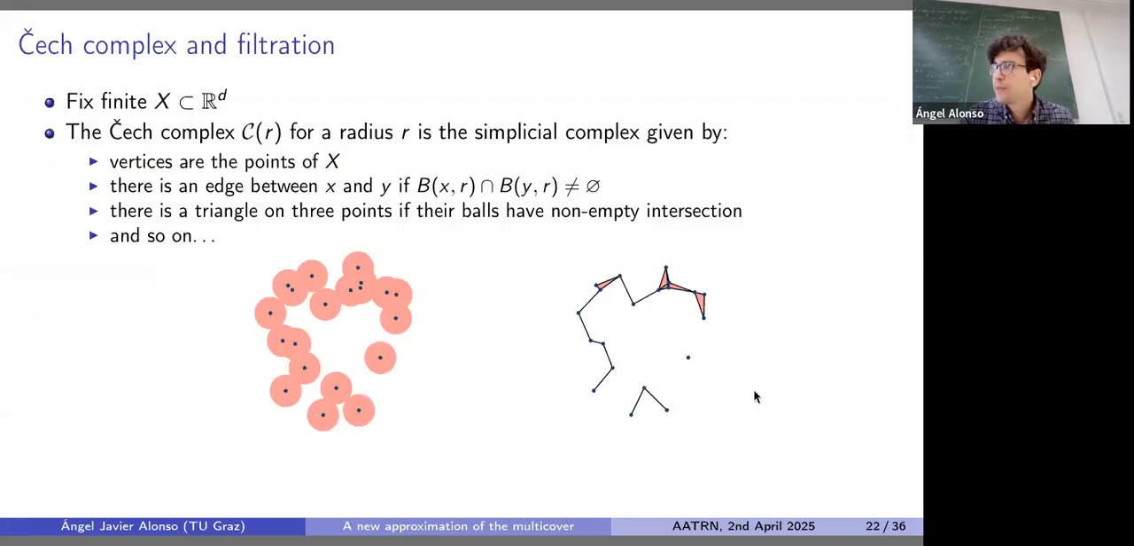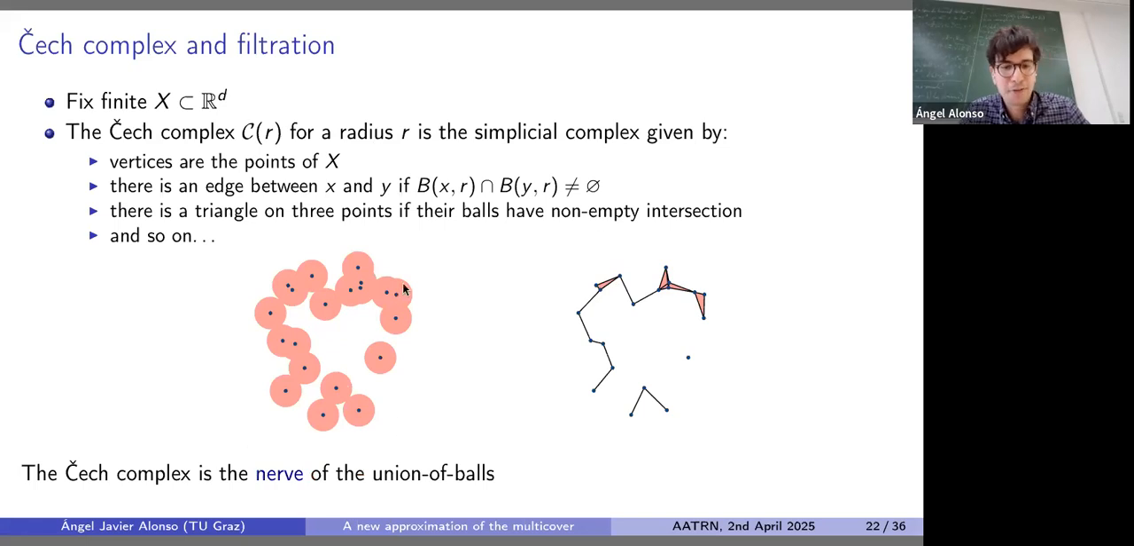Okay, first, the model of the union of balls. Now again, fix a finite X. The Čech complex for a given radius is the simplicial complex given as follows. The vertices are going to be the points of X, and then we are going to have an edge. This is the picture: if 2 balls intersect, then we have an edge. So here we have this little edge, and so on. If 3 balls intersect, like here, we have a triangle, and so on and so forth.